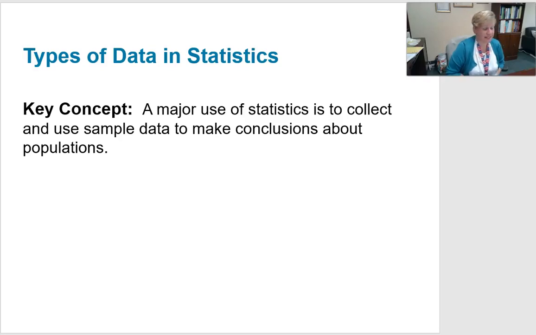All right, today's statistical topic is types of data in statistics. A major use of statistics is to collect and use sample data to make conclusions about entire populations. That's pretty much all we do, because obviously we can't look at the whole population, that's way too many people. So we just take a small sample and then we try to figure out what is going on based on those sample results.